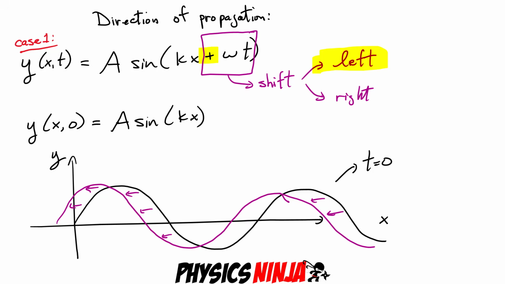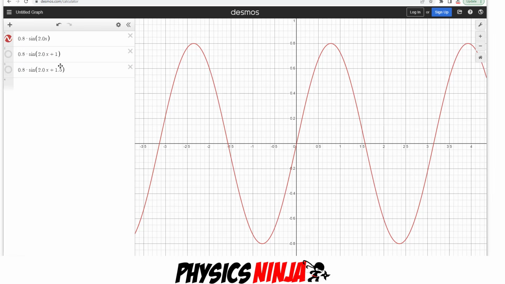Let me show you a little bit of that using Desmos for this case. All right, time equals to 0. Here we have our sine function. It has an amplitude of 0.8, as you can see from the expression up here. And now what I'm going to do is add a positive value to it. Okay, in this case, I'm going to add positive 1.